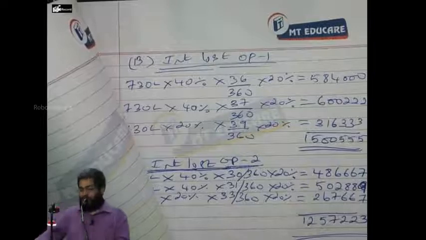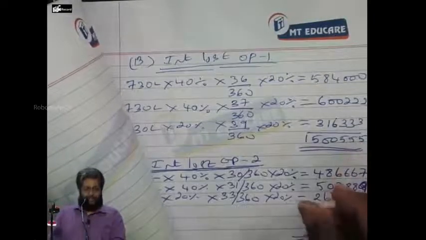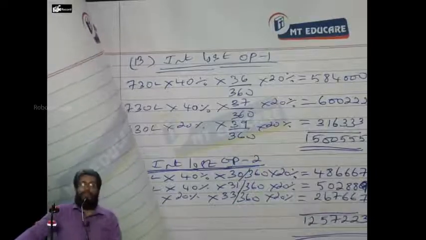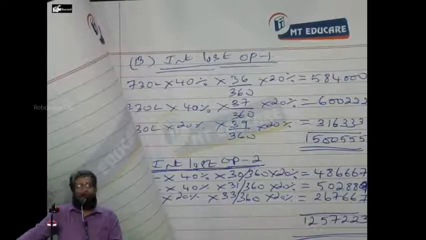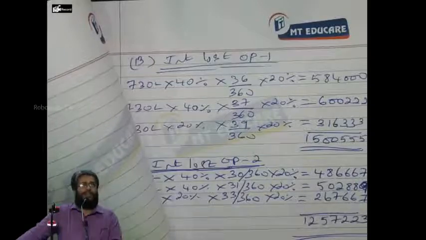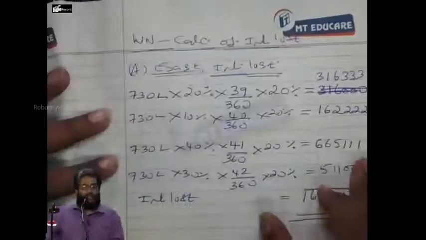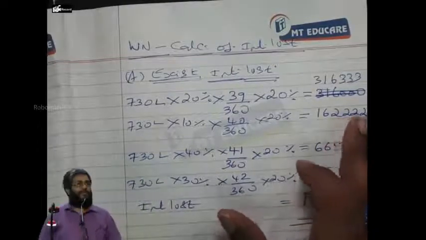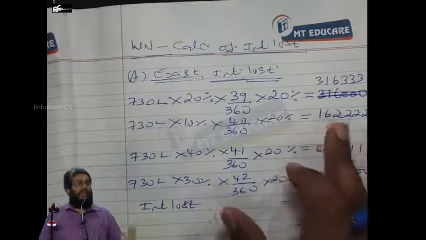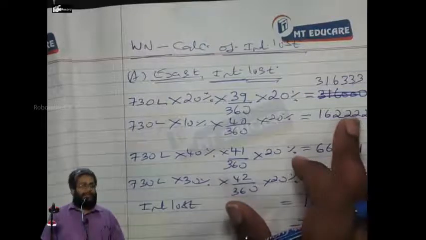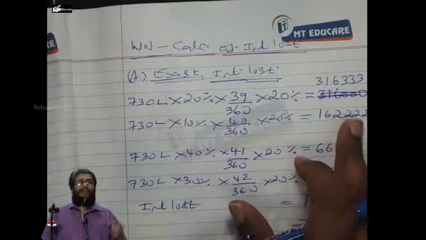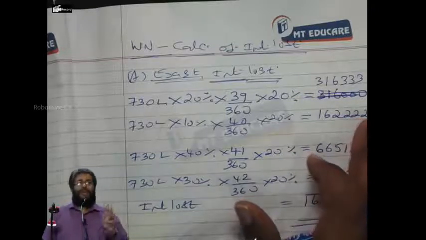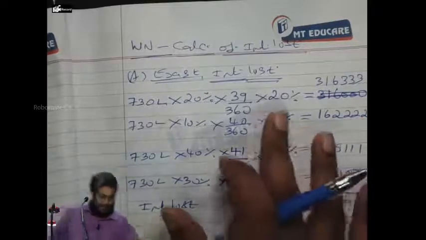Now, option two. What is option two interest loss here? 3,97,443. Yes or no? Now, please tell me the total benefit. Option 1, what's the total benefit? Tell me the number. 2,211. Option 2, tell me the total. 4,45,443.